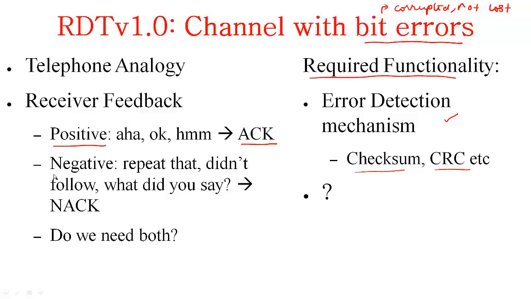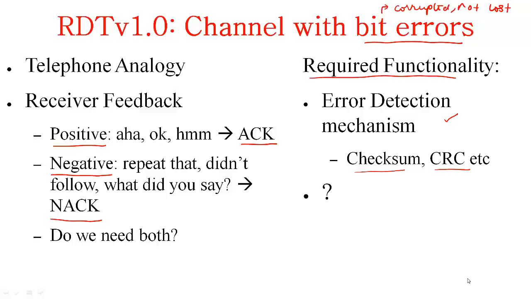There is also negative feedback. In other words, the receiver did not hear what you said properly. He can tell something like, repeat that, I didn't follow, what did you say, and so on. This is negative feedback. So N stands for negative, negative acknowledgement. This is positive acknowledgement. Now, do we really need both?